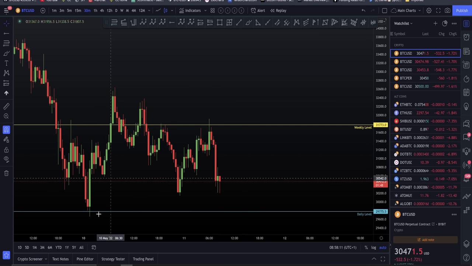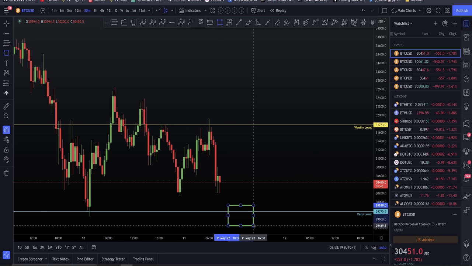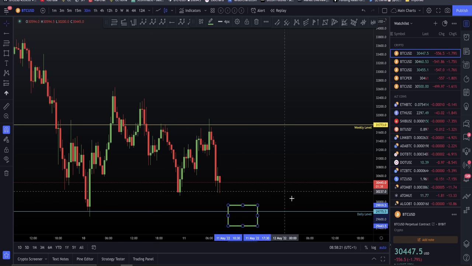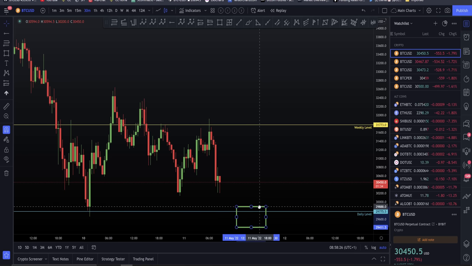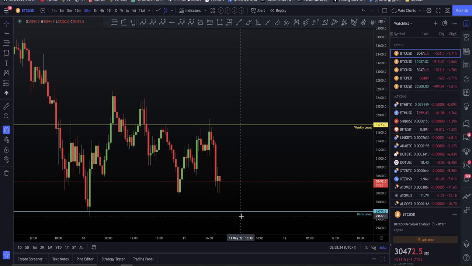So yes, we are now forming a range between this daily, and we can obviously give this a bit of space. We don't need to view it as an exact dollar, but we're looking around this $29,500 zone as support currently. And then we're looking at around that $32,000 zone as resistance currently. That's obviously the weekly zone to the daily zone.